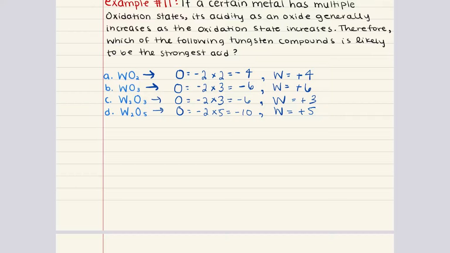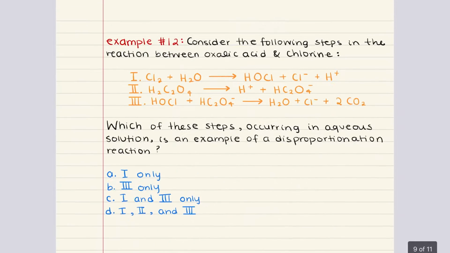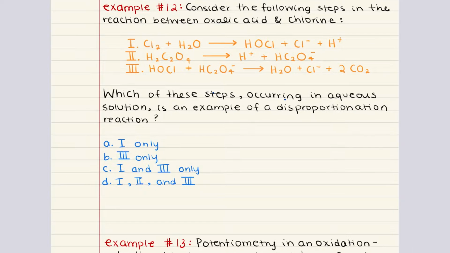So now looking at these answer choices, the compound that has a tungsten atom with the highest oxidation number is going to be answer choice B. This is tungsten 6 oxide. So 11 is B. Beautiful. Let's move on to problem 12.